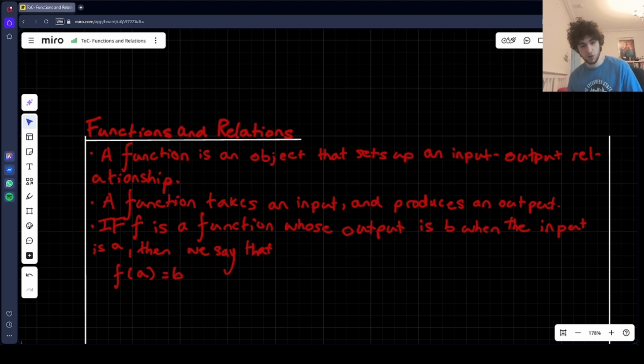So that's how you read that, right? And I'm sure that you would have probably seen this sort of notation before. f of a is equal to b, right?